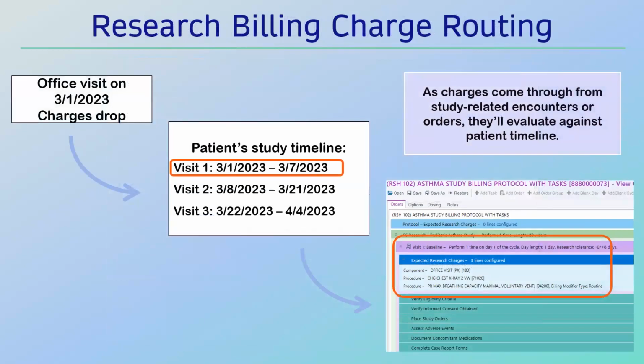So let's see what that workflow would be. When our study patient comes in for a visit on March 1st, charges might be automatically generated based on the services provided there, or an Epic user could manually trigger a charge. As charges come through from study-related encounters and orders, they'll evaluate against the patient's timeline and then look to that underlying billing protocol to route those charges accordingly.